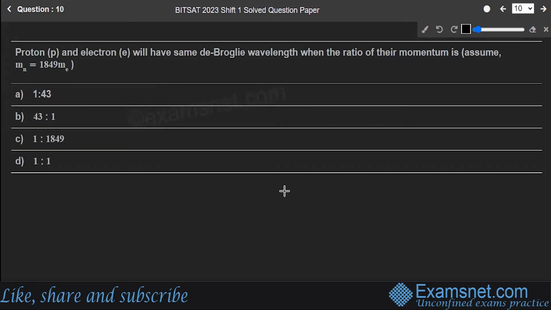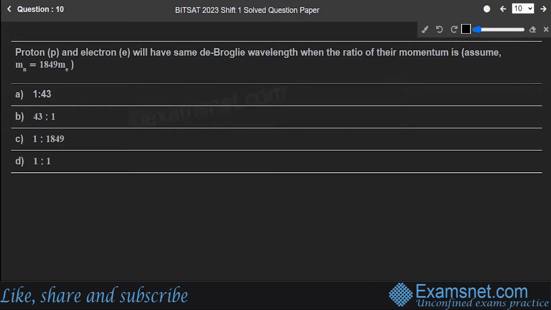A proton and electron will have the same de Broglie's wavelength when the ratio of their momentum is what? Okay, you have to assume that the mass of the nucleus is 1849 times the mass of the electron. All right. Let's go to the question.